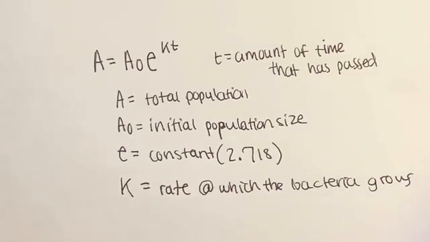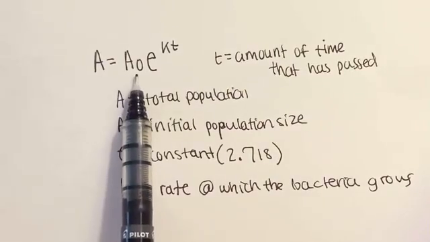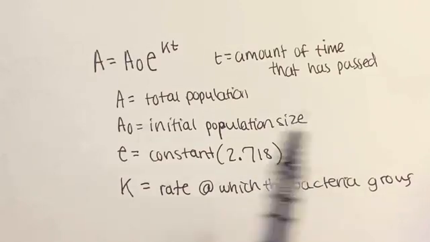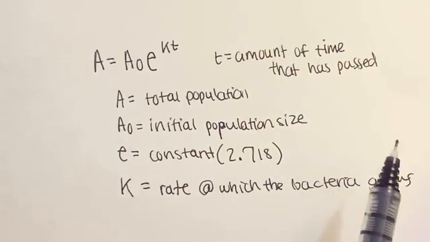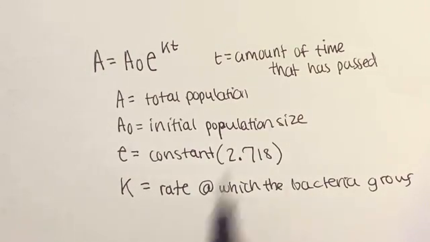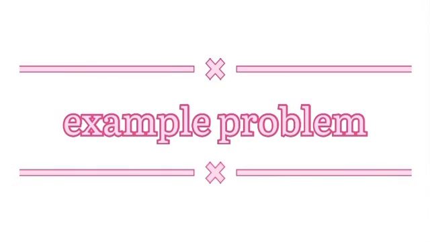The equation for bacterial growth is A is equal to A subscript 0 times e to the k times t power. A is the total population, A subscript 0 is the initial size of the population, e is equal to 2.718, which is our constant, k is the rate at which the bacteria grows, and t is the amount of time that has passed. Now moving on to an example problem.